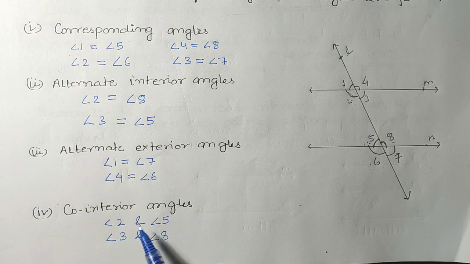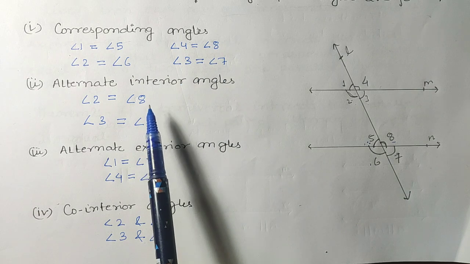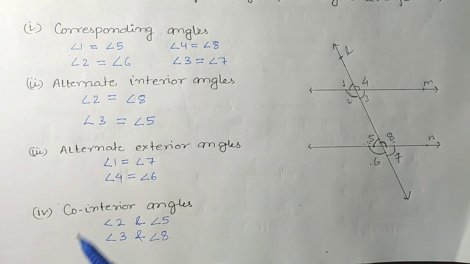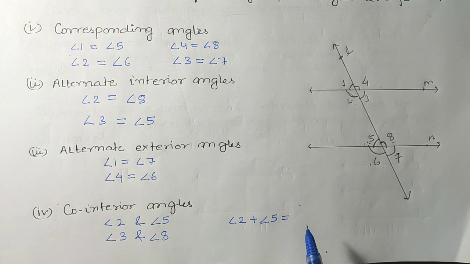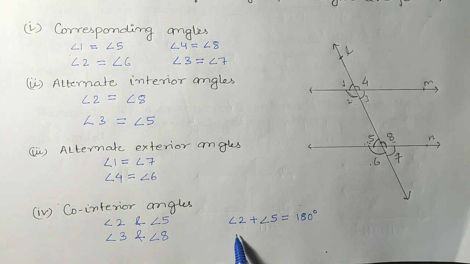One more important thing you have to see here is that co-interior angles are not equal. In all the other types we have seen that corresponding angles are equal, alternate interior angles are equal, and alternate exterior angles are equal. But in co-interior angles we cannot say that the angles are equal to each other. But one important thing is that the sum of co-interior angles is equal to 180 degrees. Later on we will prove it also. Angle 3 plus angle 8 is equal to 180 degrees.